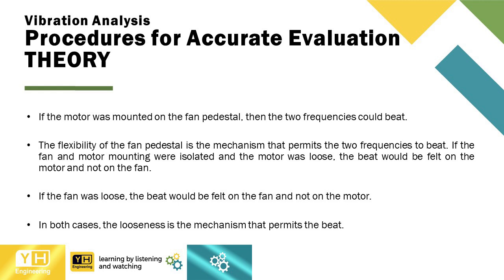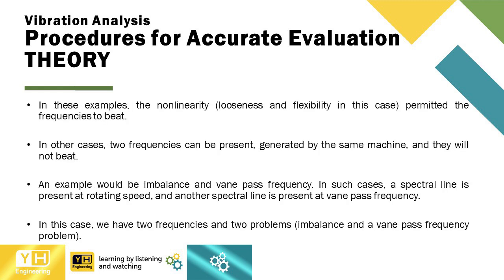If the fan and motor mounting were isolated and the motor was loose, the beat would be felt on the motor and not on the fan. If the fan was loose, the beat would be felt on the fan and not on the motor. In both cases, the looseness is the mechanism that permits the beat. In these examples, the nonlinearity, or looseness and flexibility in this case, permitted the frequencies to beat. In other cases, two frequencies can be present, generated by the same machine, and they will not beat.